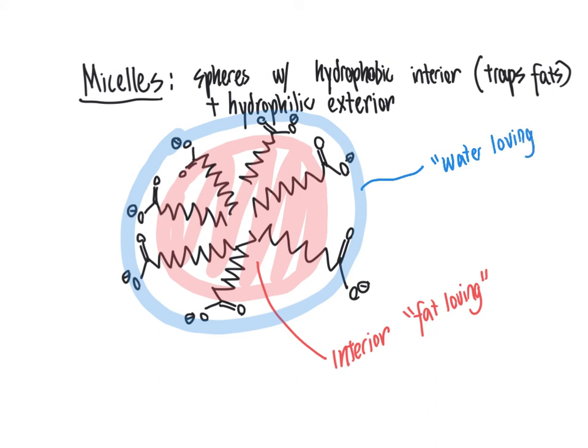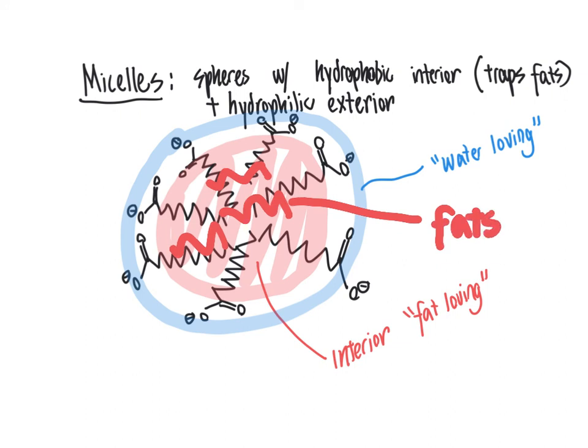And hence, by organizing into these micelles, what the soap will do is it will end up ultimately trapping fats or greases inside the micelle, with then the water-loving portion assembling around the outside of this sphere and enabling water to carry this assembly away, therefore resulting in clean clothes, clean dishes, clean whatever else.